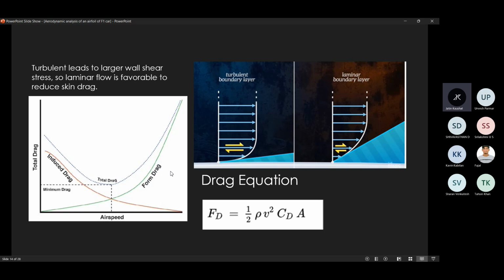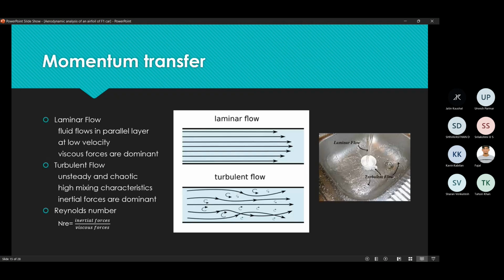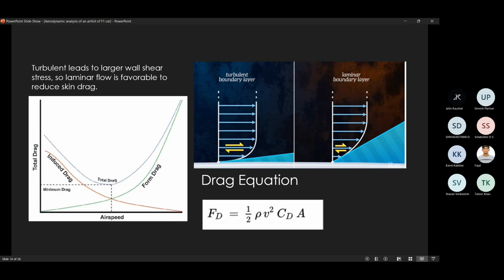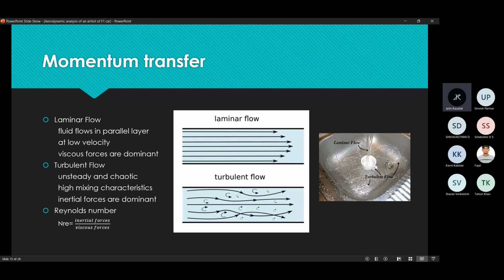So yeah, any doubts? So these are the four forces that act on an aircraft. If there is no doubt, I'll be going ahead. So coming to the last slide for today's session, momentum transfer.